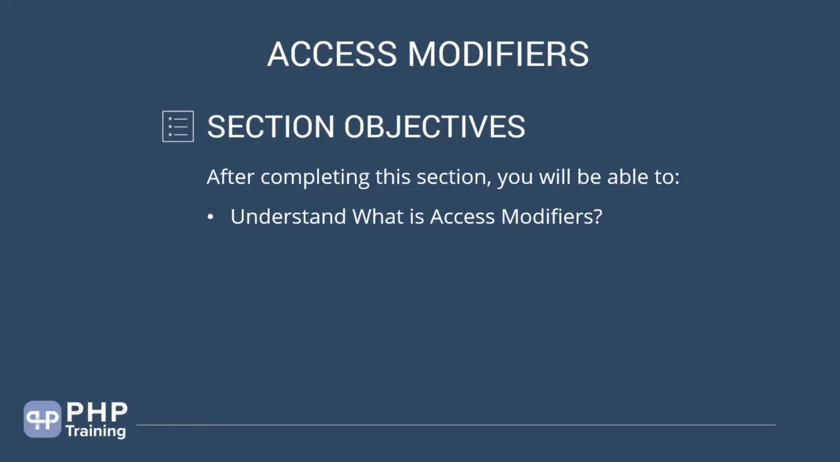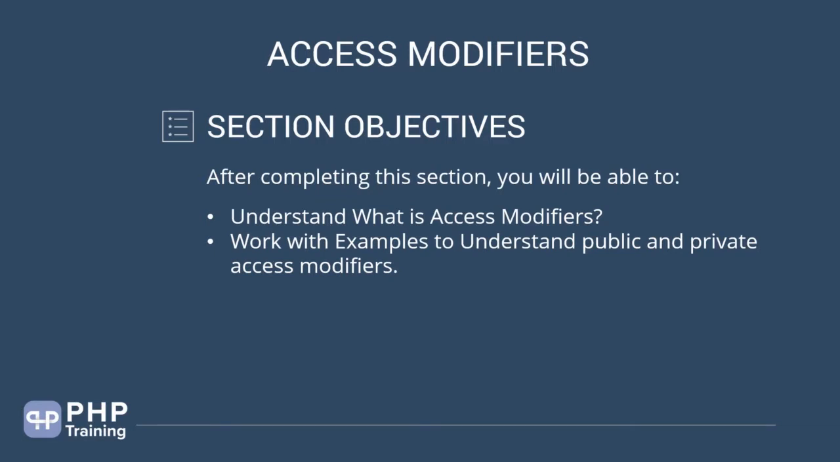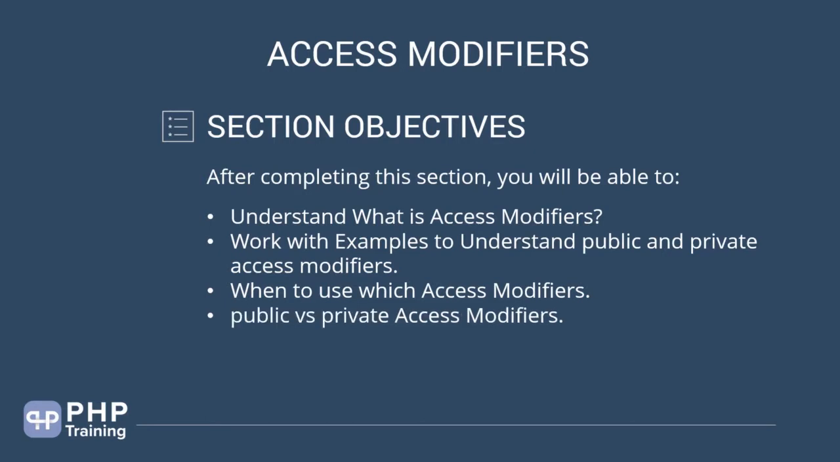We'll understand what these access modifiers are, and we'll work with examples and understand two types of modifiers. One is public and one is private. Then we'll look at when to use which modifier in what cases and what the real-time examples are. Then we'll do a comparison between public versus private and how the methods and properties will behave.